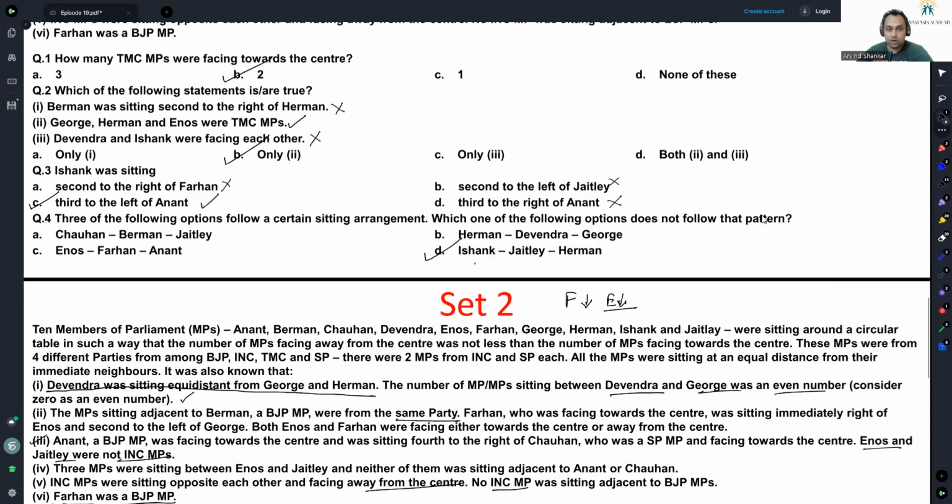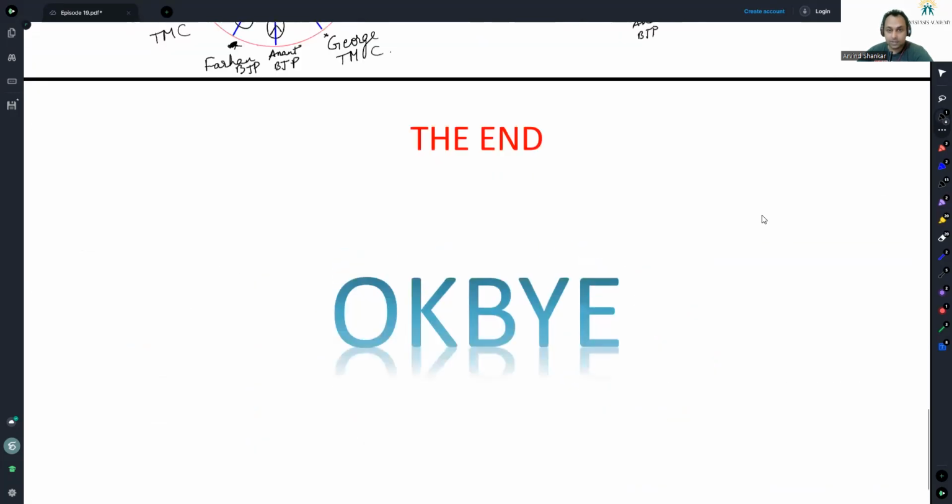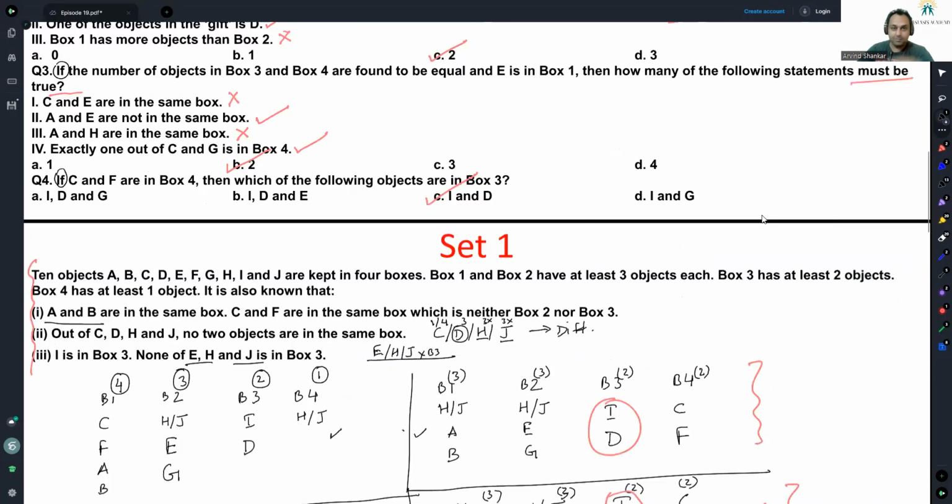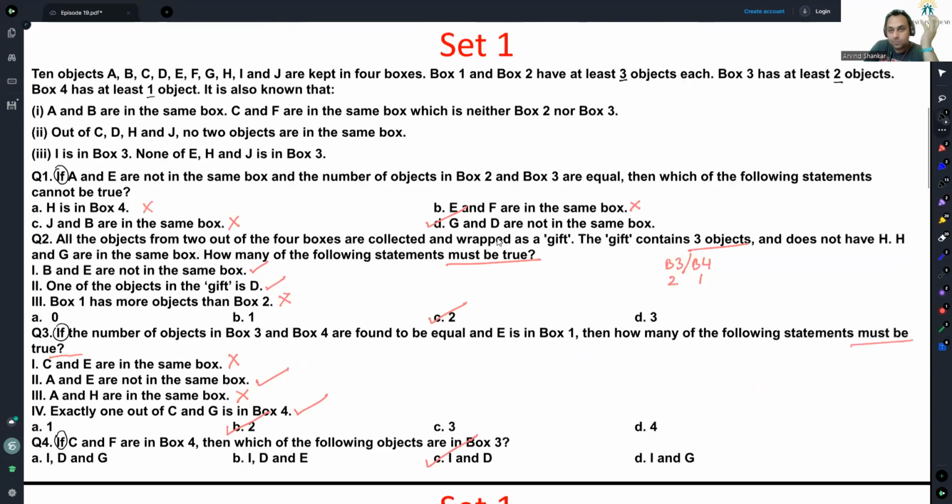And that will be all for both these sets. Amazingly difficult sets, I would have to comment, because it has taken a lot of time to explain them. But okay, hope you learned something.